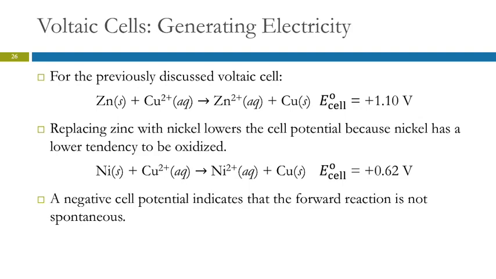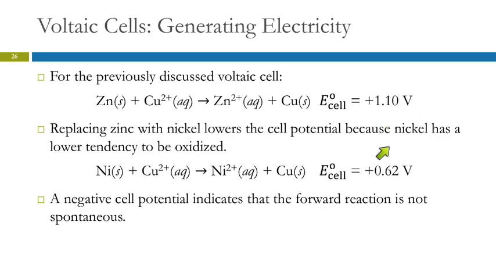So for that cell that we've been looking at, where we've got zinc metal reacting with copper ions, the standard cell potential for that is plus 1.10 volts. If we take the zinc out and put nickel in, nickel has a lower tendency to be oxidized. And so the nickel here would be like lowering the beginning of the stream bed. And so we're not going to have as big of a potential difference now. The standard cell potential drops to 0.62. The copper is the same, but changing zinc to nickel, nickel is not as easily oxidized.